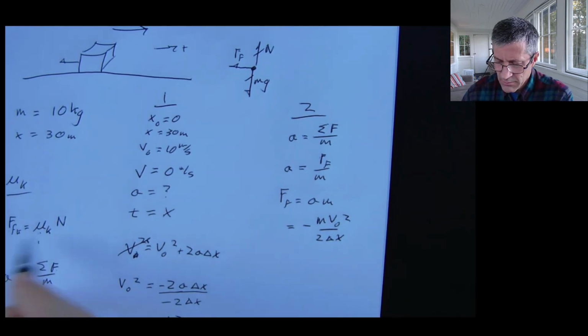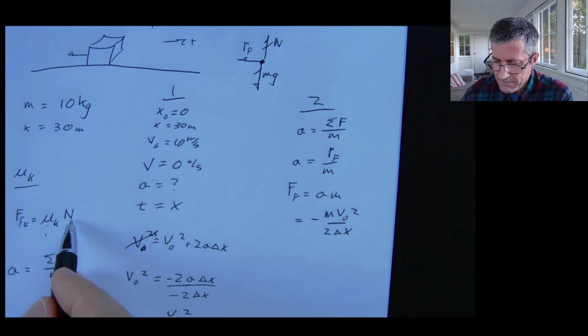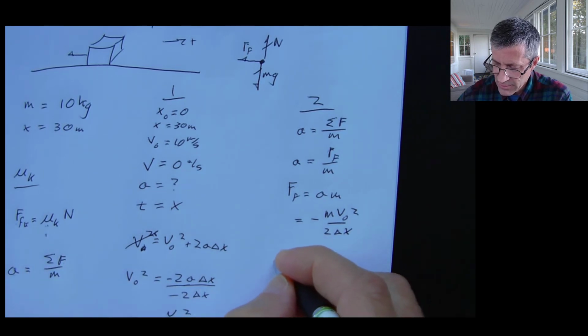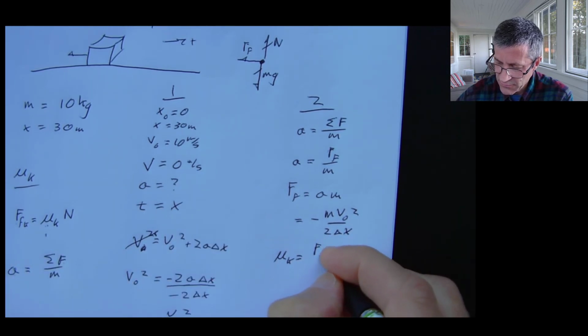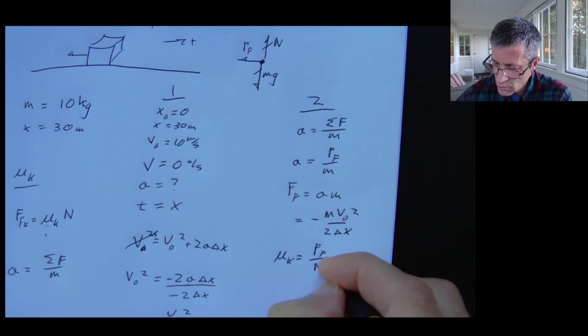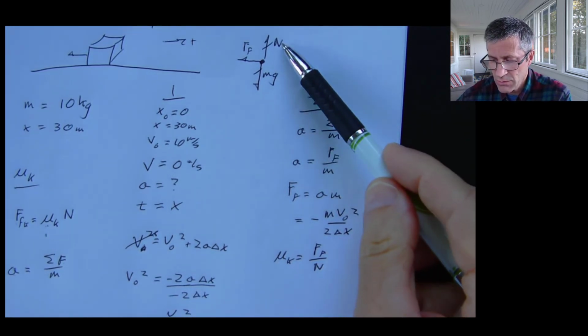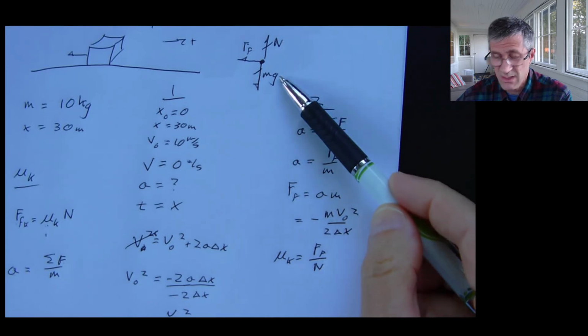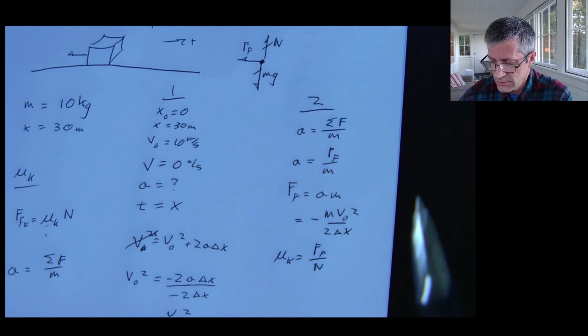So my frictional force is going to be mu times the normal force, or I can rearrange this to say that my coefficient of kinetic friction is going to be, dividing both sides by the normal force, my frictional force divided by the normal force. Again, it's helpful to draw a free body diagram because my normal force, well, I don't know what it is, but it's going to be equal in magnitude to mg. The direction I don't care about.